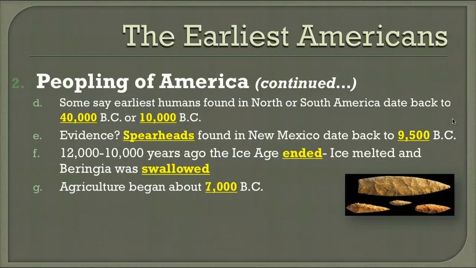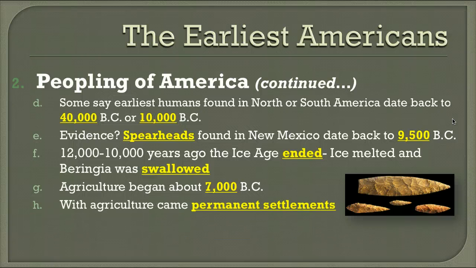We see the early evidence of agriculture in America around 7,000 BC, or about 9,000 years ago. So people started to set up farming, which means they started to set up permanent settlements and cities. That's something that comes with agriculture. You can't be nomads. You really can't be hunter-gatherers anymore. So with agriculture came permanent settlements.